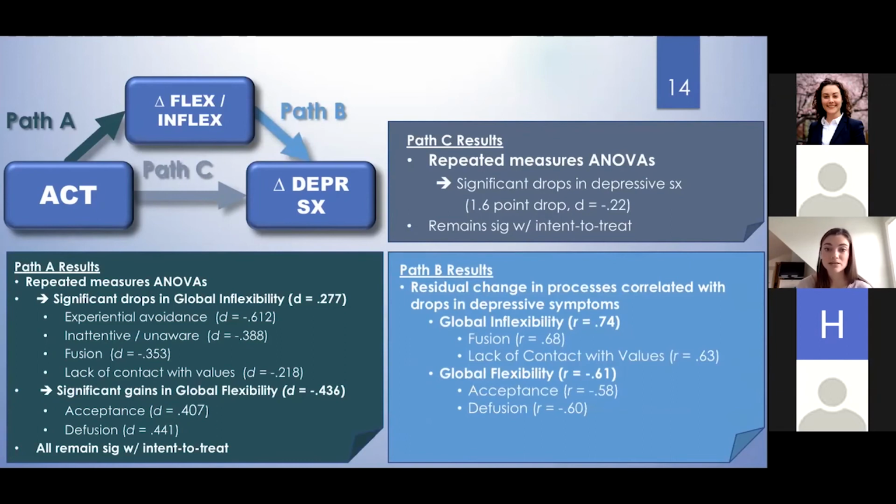And then finally, path B looked at residualized change in processes correlated with drops in depressive symptoms. So for this, actually all 12 dimensions of flexibility and inflexibility were found to be significant, but I put the most robust findings here. So global flexibility was correlated 0.74. Fusion and lack of contact with values were also strongly associated, and global flexibility, as well as specific dimensions, acceptance and defusion, were robustly linked to drops in depression.